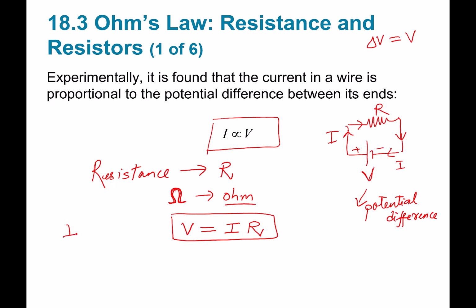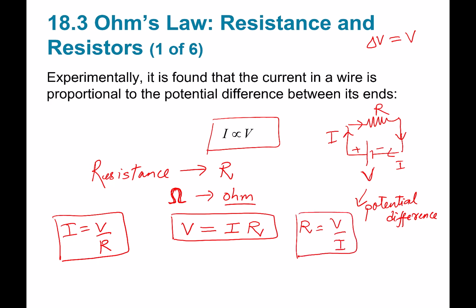You can also use I is equal to V over R. If you are finding current, you can use this form. If you're finding resistance, you can do V by I. So you can use this equation in 3 different forms depending on which equation you're needing, whether you want to find voltage, whether you're finding current, or you're finding resistance in a circuit.